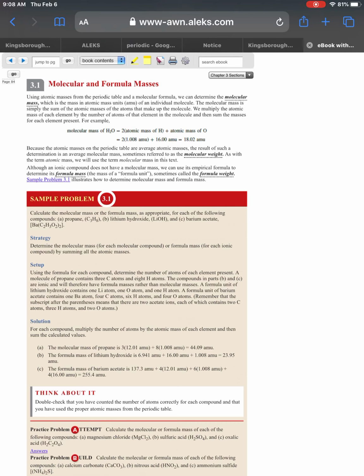Oxygen has an atomic mass of 16.00 AMU. And so the water molecule, if you try to calculate the mass of one, or the mass of water, you would take the number of hydrogen atoms, which is 2, and multiply that by the atomic mass of each hydrogen atom, and then add that to the atomic mass of one oxygen atom. So 2 times 1.008 plus 16.00, both in AMU, and you get 18.02 AMU.